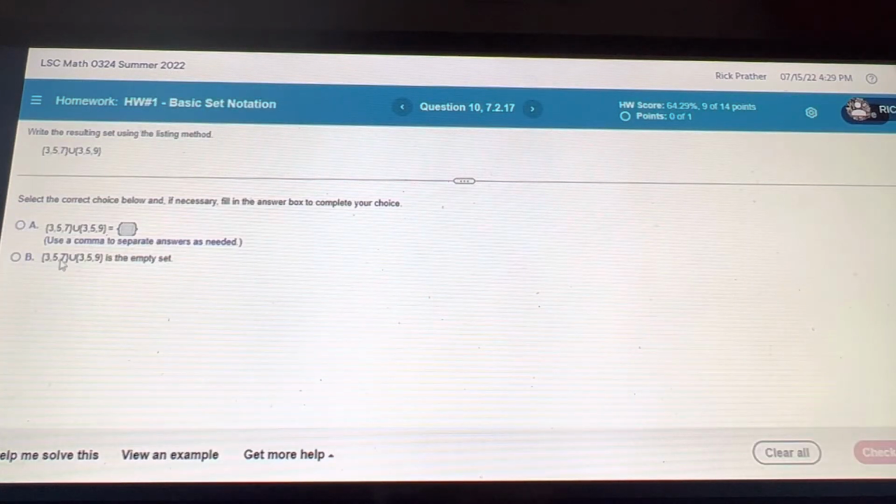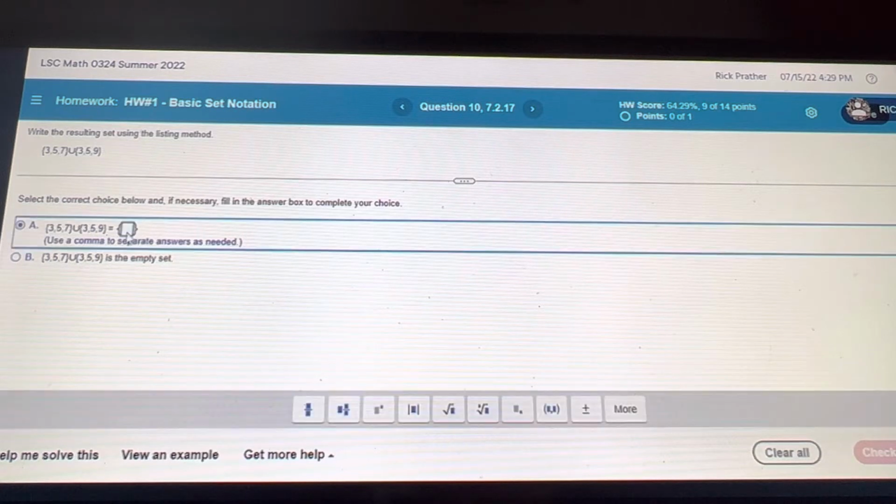But for union, you put one of every number you see at least once. You never put repeats in an answer to a set. And remember, order doesn't really matter, but it's just easier on all of us if we put them in order. So they already have the squigglies here. I need one of each number, and I'll go ahead and put them in order. They both have 3, but I only write that once. They both have 5, I only write that once.